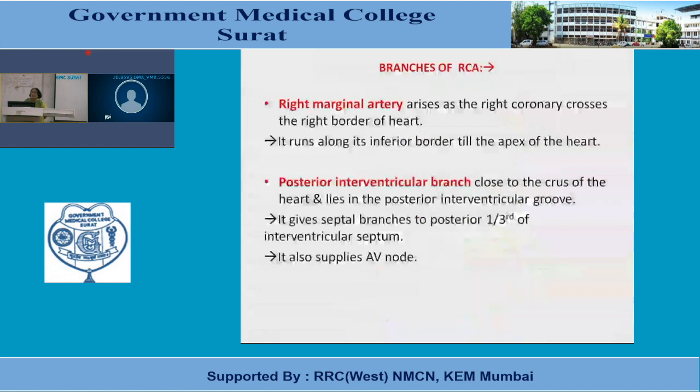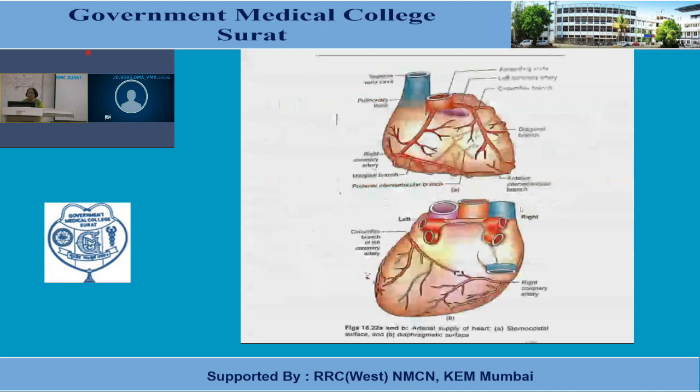Now branches of the right coronary artery: the right marginal artery, another, fourth branch, arises at the right corner, crosses the right border of the heart, and runs along its inferior border till the apex of the heart. You can see the marginal branch, and this is the apex of the heart. So it runs up to the apex of the heart as per the theory.